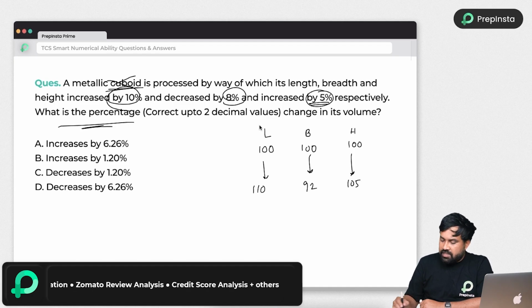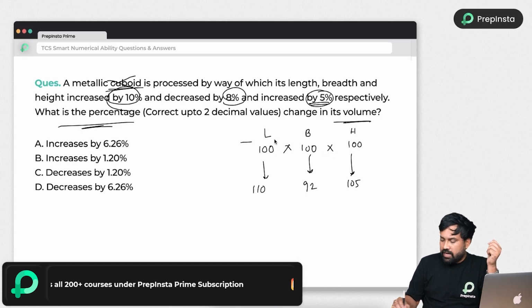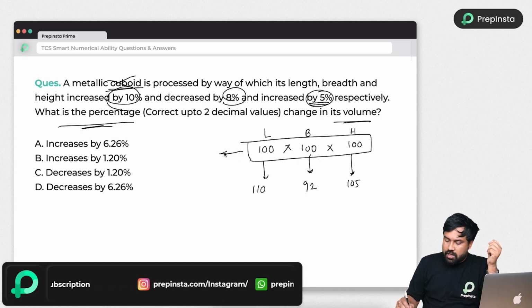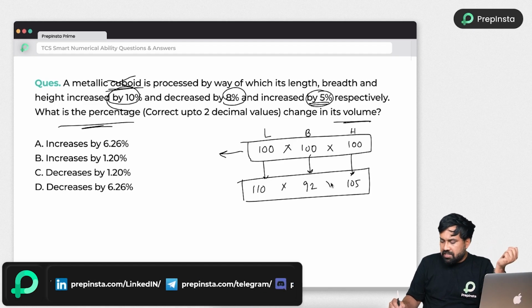And what is the percentage change in the volume? What is meant by volume? Length into breadth into height. So multiply these terms. Initial volume you will get and after volume you will get. Simple. So multiplication is the key.